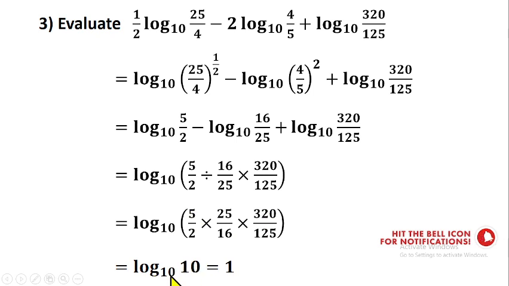Then log 10 base 10 will give us what? 1. How many times can you raise 10 to get 10? That should give us 1.